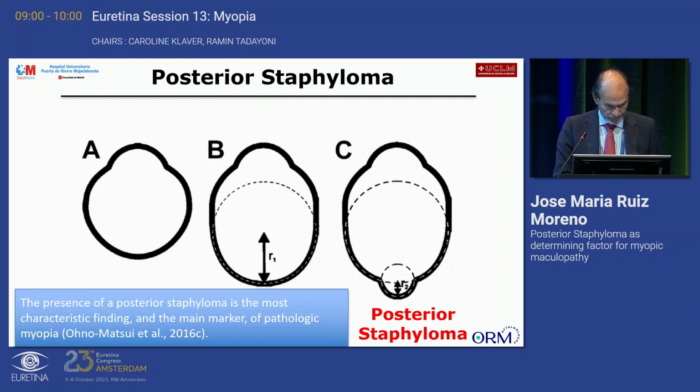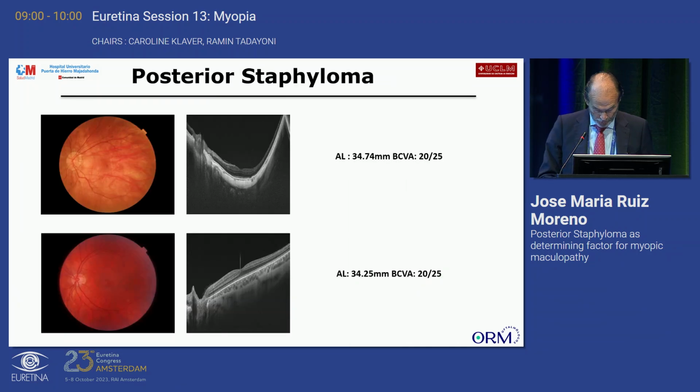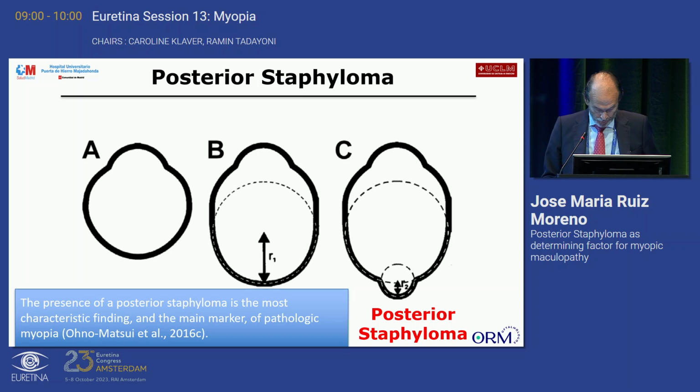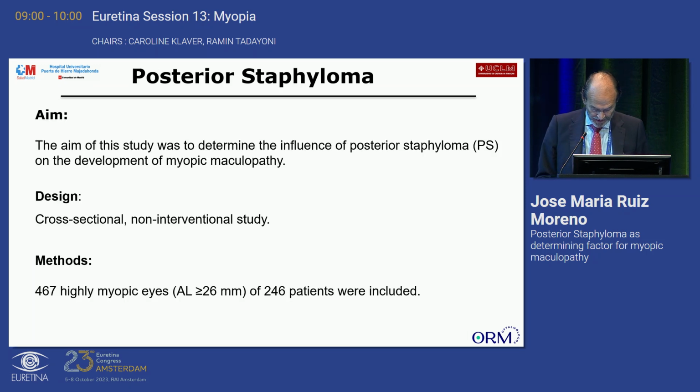Two more samples with 34.74 and 34.25 millimeters axial length, with very good visual acuity. In the previous talk, Professor Ohno-Matsui explained perfectly the concept of posterior staphyloma, so we are not going back to this subject. The goal of this study was to determine the influence of posterior staphyloma on the development and progression of myopic maculopathy.